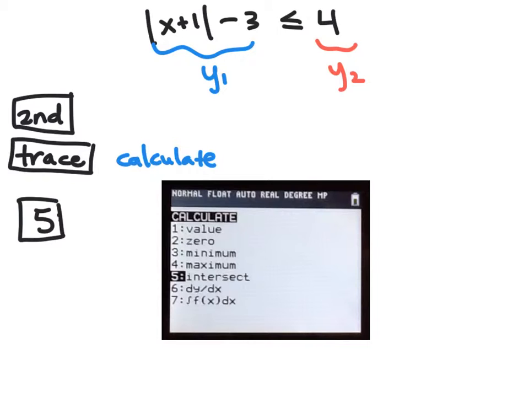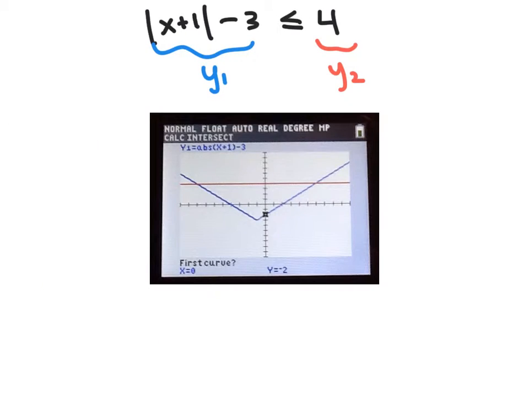Now press Enter and you will obtain the next screen. Notice that the calculator is asking you the question, what is the first curve? If you see, the cursor is now located on the blue function, and that is y1, and we are fine with letting that be the first curve.